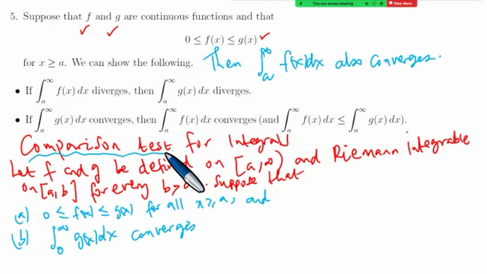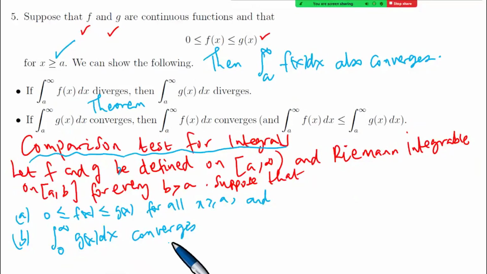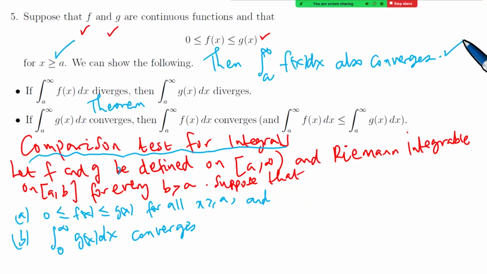Okay, let us discuss this theorem called the comparison test for integrals. Let f and g be defined on the interval from a to infinity, and Riemann integrable on the closed interval from a to b for every b bigger than a. Suppose that f and g are ordered in that manner for all x bigger or equal to a. It's a theorem, not just anything I'm writing. This is the rule we use. If this integral converges, then this integral converges. Ordinarily we will use this result to show this here.